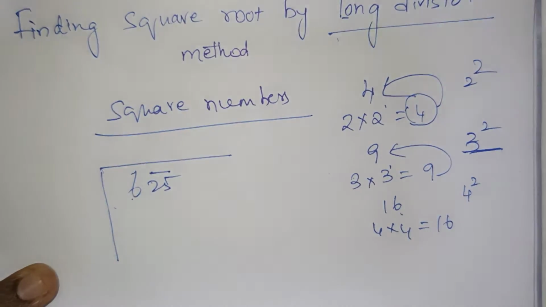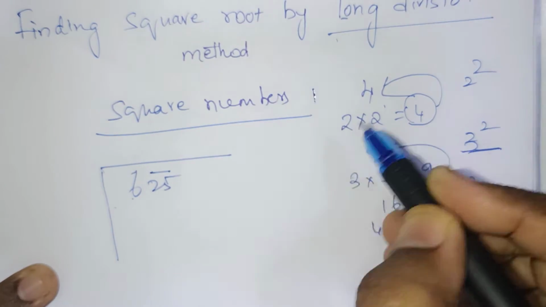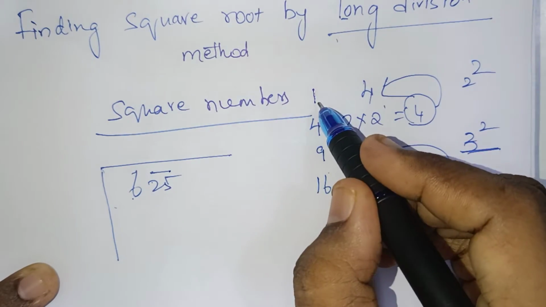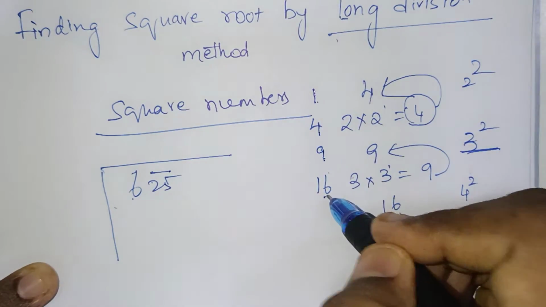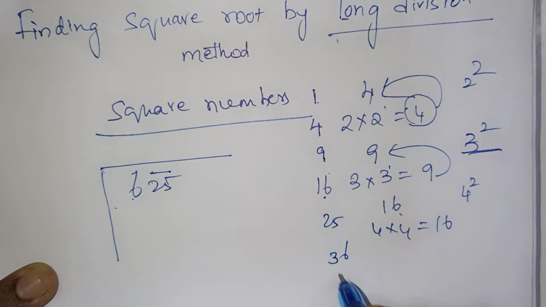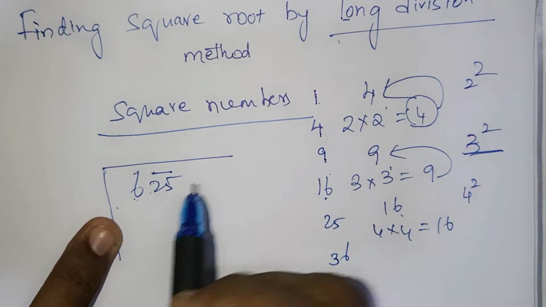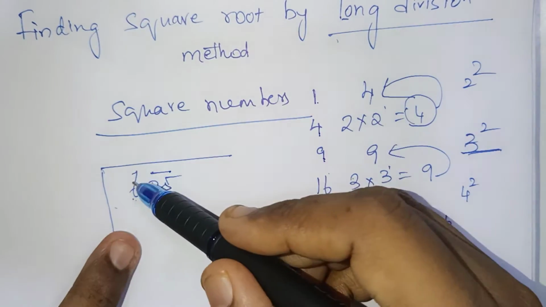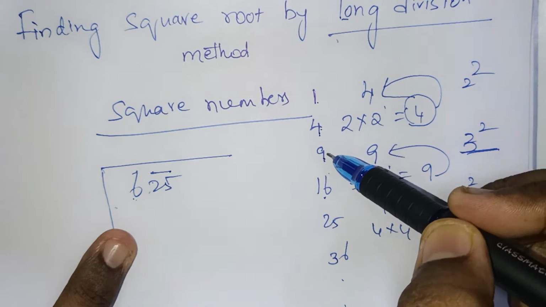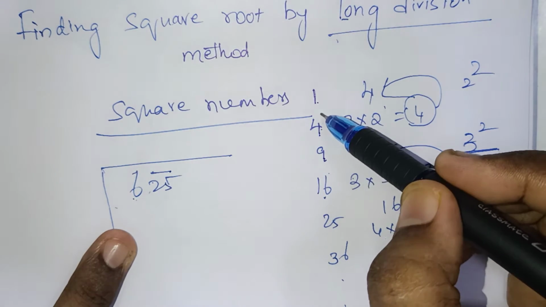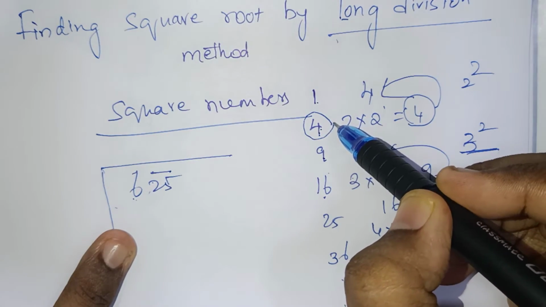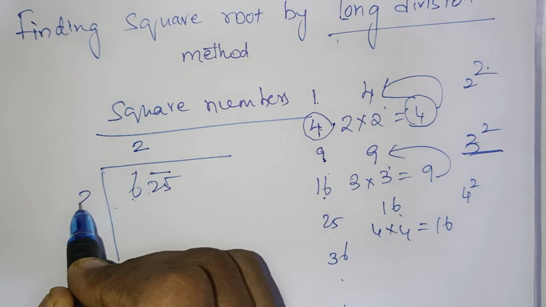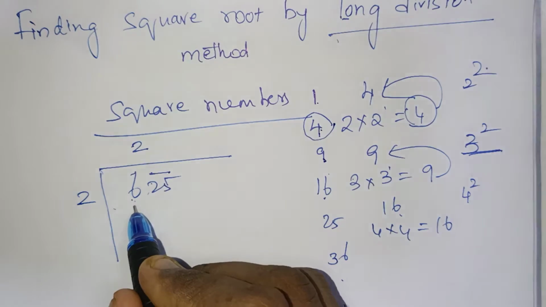Now find the nearest square number of this 6. What is the nearest square number? See, the first square number is 1, second is 4, next 9, next 16. How did I say this? 1 square, 2 square, 3 square, 4 square, 5 square, 6 square, it goes on. There is no square number for 6, but the nearest square number of 6 lies between 4 and 9. So you have to take the smaller square number, that is 4. 4 is 2 square. So write 2 in the quotient and in the divisor side, and write the square number down.